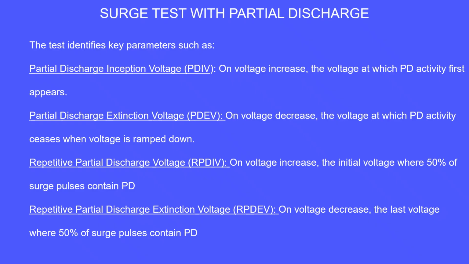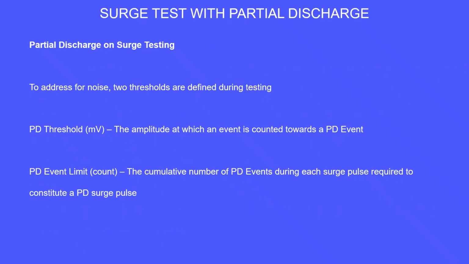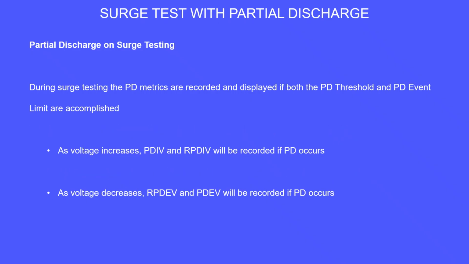To address noise, two thresholds are defined during testing. PD threshold, millivolts, the amplitude at which a PD event is counted towards the PD event count. PD event limit, count, the cumulative number of PD events during each surge pulse required to constitute a PD surge pulse. During surge testing, the PD metrics are recorded and displayed if both the PD threshold and PD event limit are accomplished.